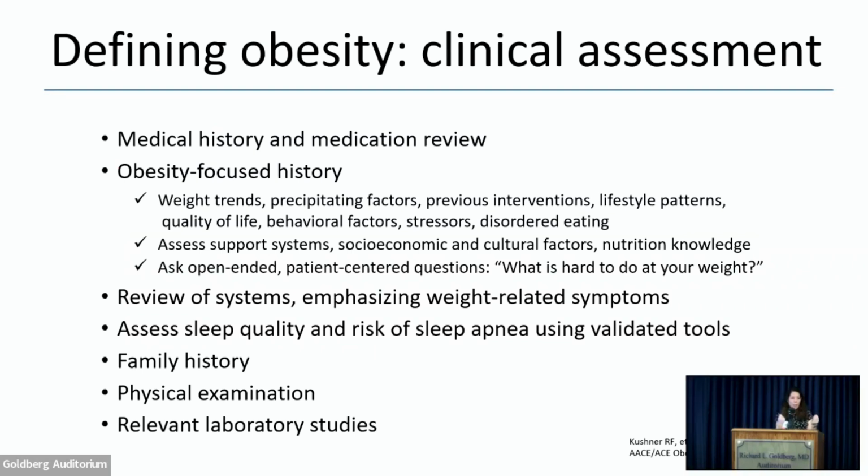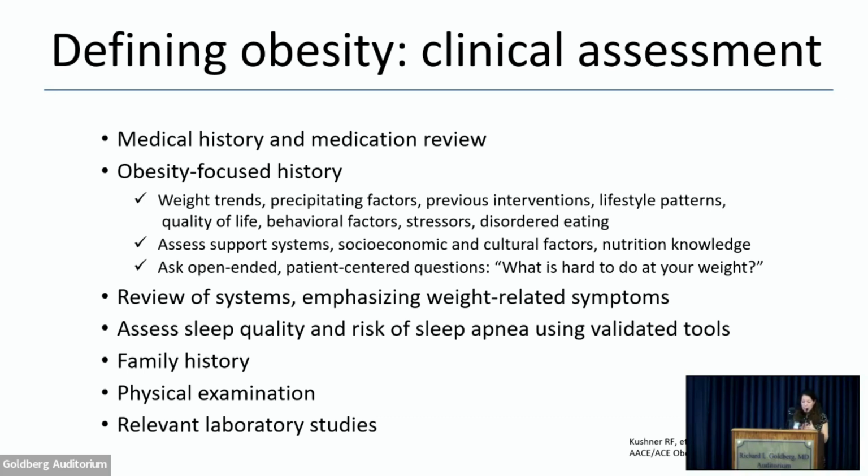I don't know how many of you have tape measures in your office or measure waist circumferences routinely in practice, but it's something we probably don't do often enough. And then as far as clinical assessment, you want to risk stratify your patient. So take a thorough obesity-focused medical history and medication review. You might ask questions about precipitating factors, behavioral contributors, and stressors. You might want to assess support systems and things like socioeconomic and cultural factors and nutrition knowledge before you make recommendations to your patient, who may or may not be able to comply with your advice.